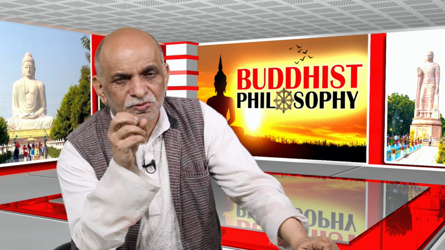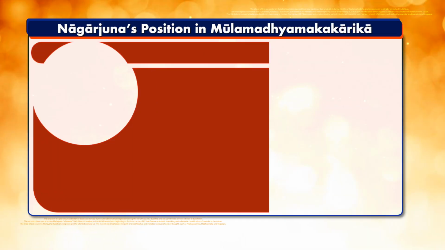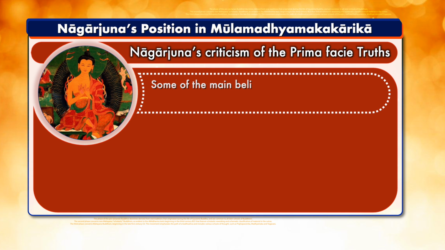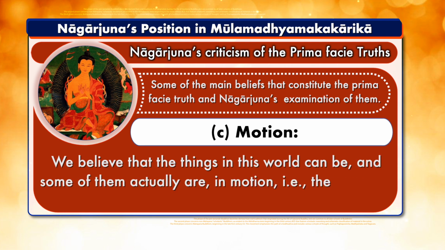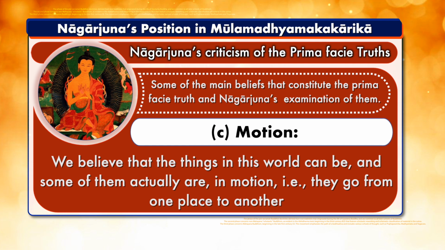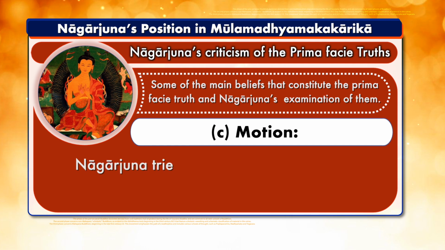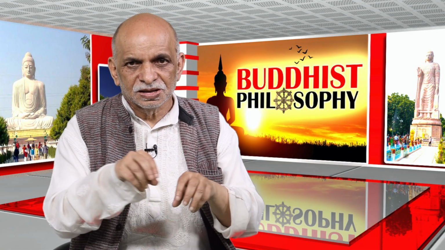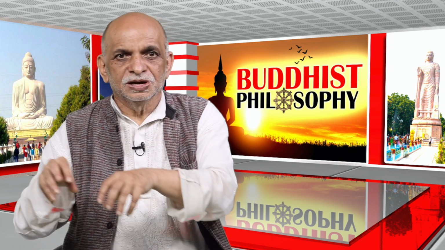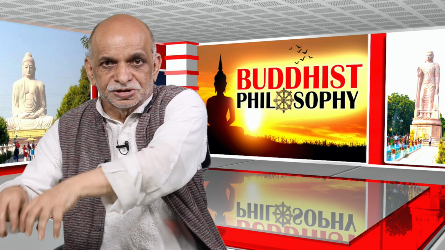The third concept which Nāgārjuna criticizes is motion. As a part of our common sense view of the world, we accept the reality of motion, movement. We believe that the things in this world can be and some of them actually are in motion, that is, they go from one place to another. Nāgārjuna tries to criticize this belief in his chapter entitled Gata Pariksha. That a thing moves from one place to another implies that a thing reaches another place at a particular time. It further implies that at a particular time the other place was yet to be reached, then it was being reached, and at last it was reached.